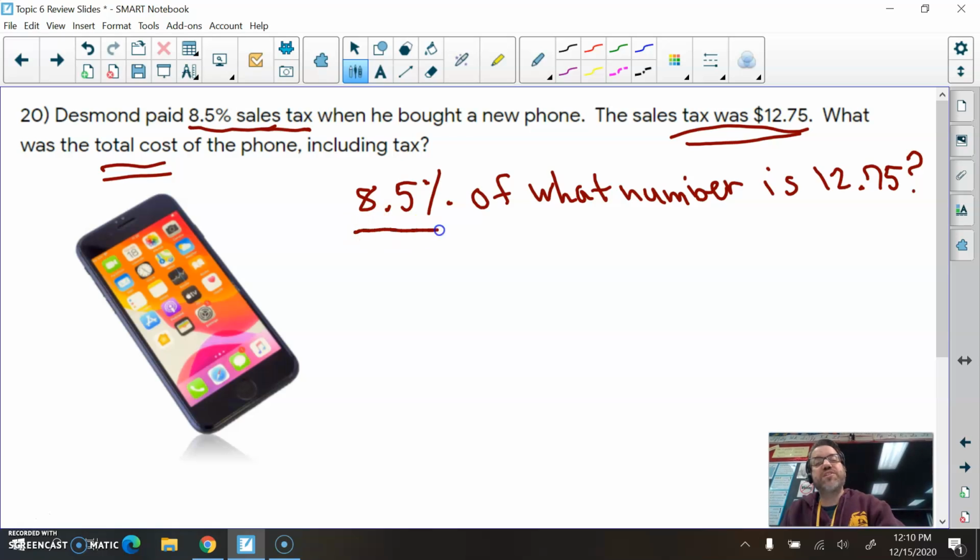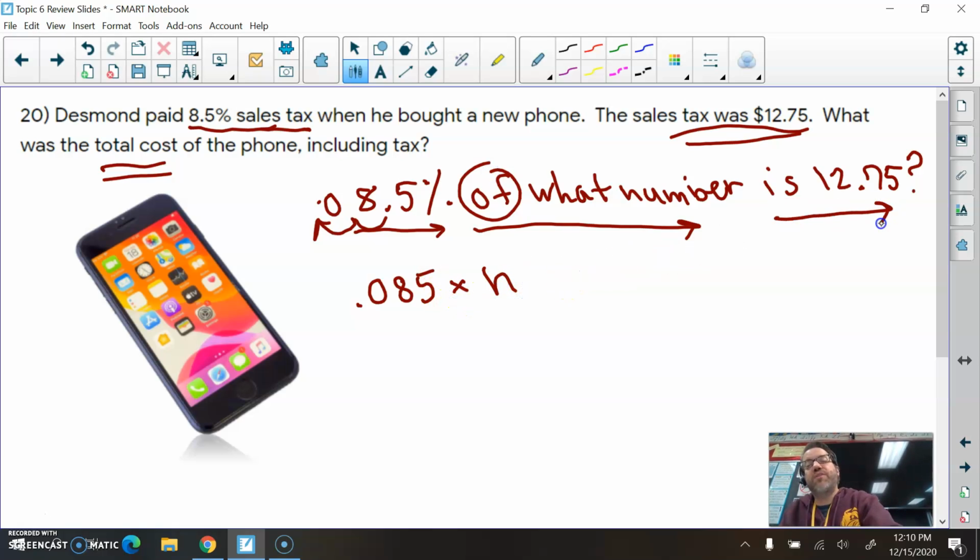All right, so I changed this into decimal form, 0.085. Again, changing percents into decimals, move the decimal point to the left 2 spaces. 1 space gets us in front of the 8. A second space we'll have to fill with a 0, and we get 0.085. Of what number? Remember, of means times. Is 12.75. Remember, is means equal. So then to solve this, again, we're not multiplying 0.085 by 12.75. We're multiplying 0.085 times whatever the total cost was for that cell phone.